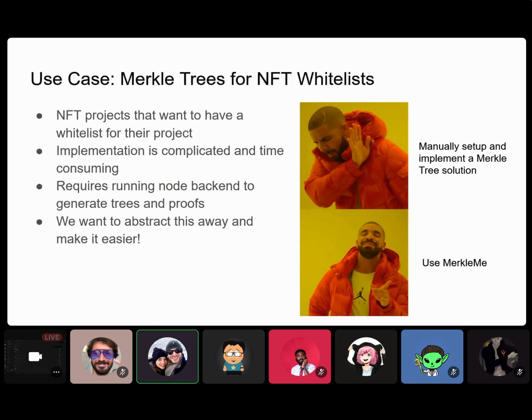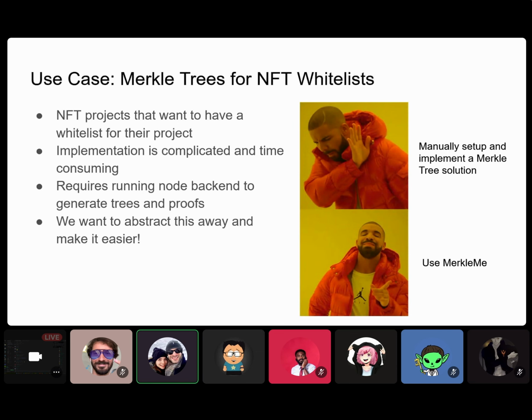All right, so that was a quick primer on that, and I'll give a demonstration of what that looks like. But a use case for Merkle Trees is NFT whitelists, where a project owner may want to open up their minting contract to a specific list of folks or addresses. And so right now, the implementation is fairly complicated and time consuming, and usually requires running a node backend to generate the trees and the proofs.